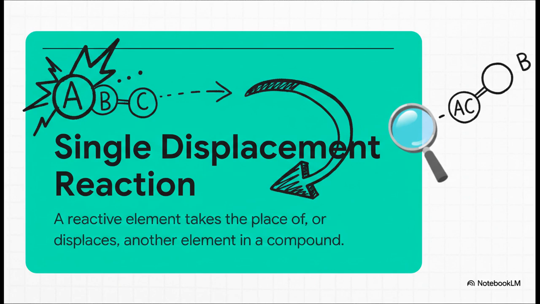In a single displacement reaction, you have one lone dancer, we'll call it A, and it walks up to a couple, BC. Now, if A has more, let's call it dance floor cred, or in chemistry terms, if it's more reactive, it literally cuts in, kicks B out, and forms a brand new couple, AC. Poor B is just left standing there all by itself.